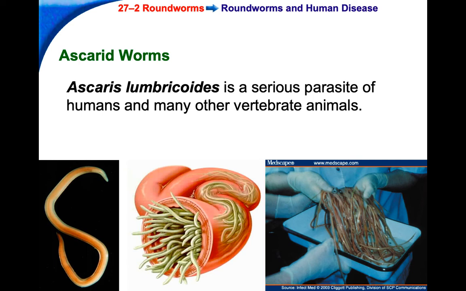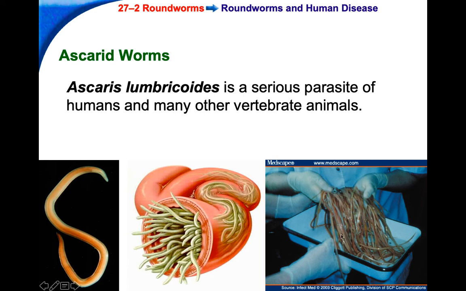Okay, the third example is ascarid worms. Now, Ascaris lumbricoides is a very serious parasite for humans. This is actually a very small one right here, but they can get quite big. In vertebrate animals in general, this can be a problem.